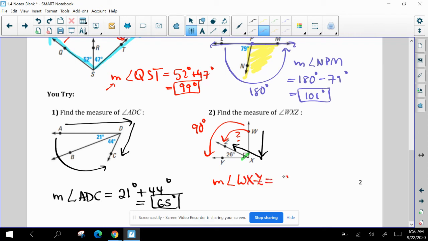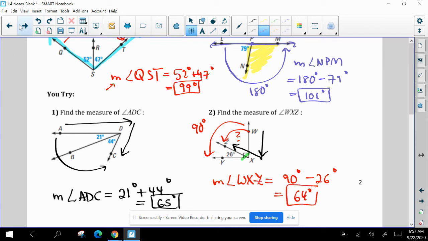is going to be the difference between 90 degrees and the 26 degrees that we didn't travel, because you kind of stopped short. The whole thing would have been 90. You traveled and you still had 26 degrees left over. So think about what the difference is. 90 minus 26 should have been, hopefully, 64 degrees for you.